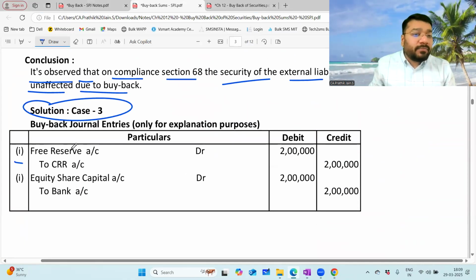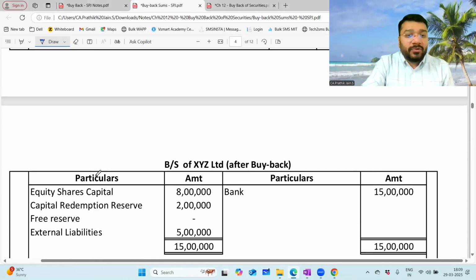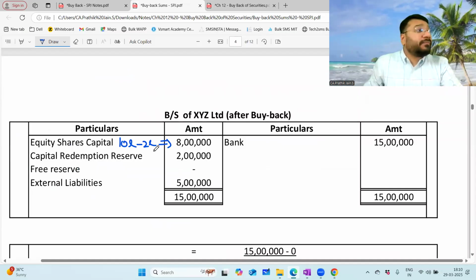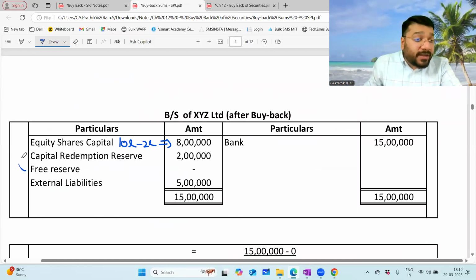Solution 3. Two entries we passed. So now from 10 lakh, if 2 lakh is gone, what is your capital? Equity share capital 8 lakh. But to ensure that the capital base is retouched to 10, what did we do? We transferred the money from free reserve to CRR.